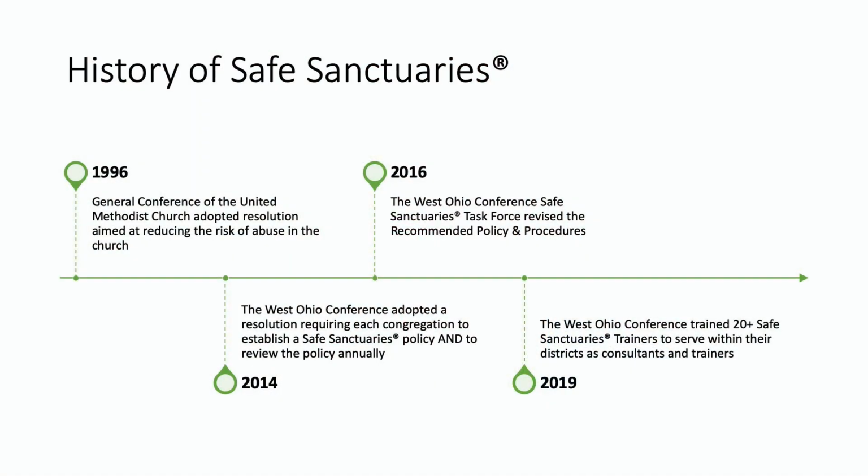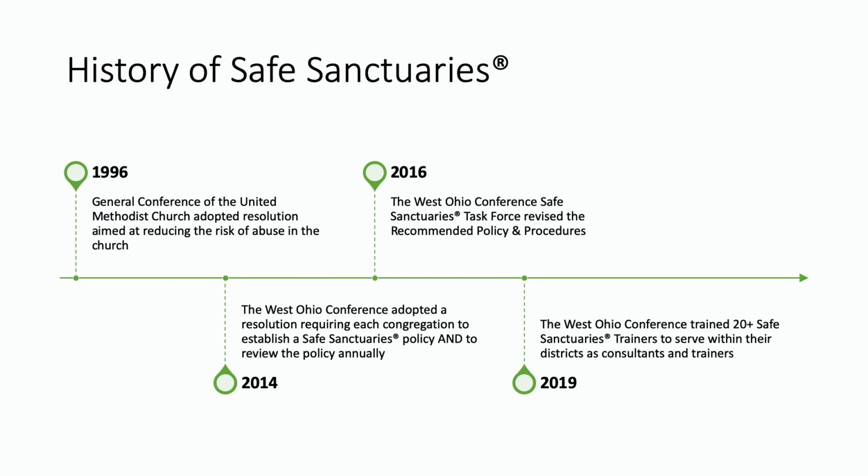In 1996, the General Conference of the United Methodist Church adopted a resolution aimed at reducing the risk of abuse in local churches. In 2014, our West Ohio Annual Conference adopted a resolution requiring each congregation to establish a safe sanctuaries policy and to review that policy annually. Two years later, in 2016, a Safe Sanctuaries Task Force was created in West Ohio to revise the recommended policies and procedures to reflect the deletion of mandatory language and replace it with recommendation language.